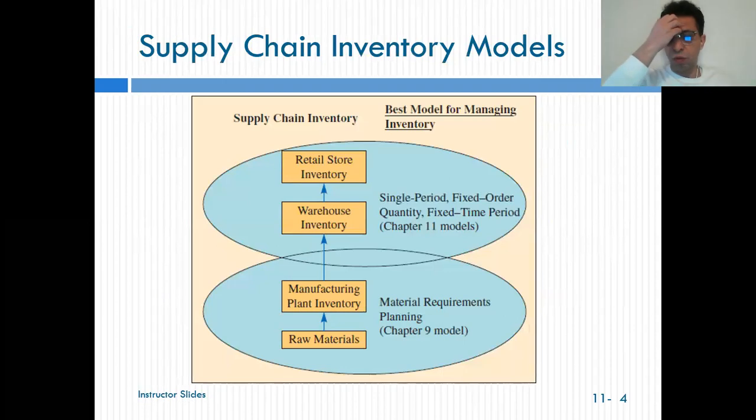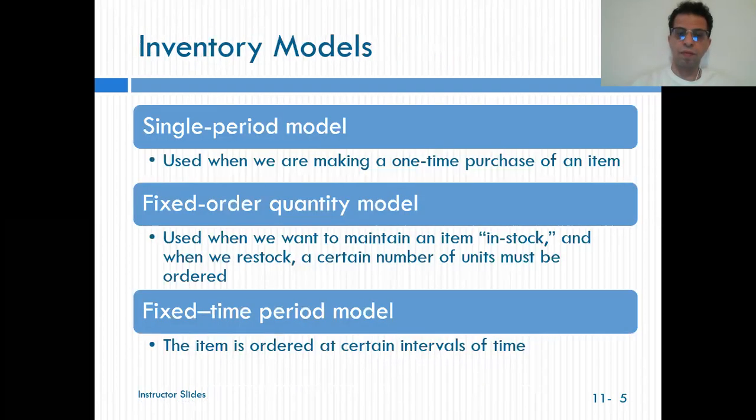Now, in earlier chapters, in chapter 9, we talked about the raw material and manufacturing plant inventories, which is the material requirement planning. In chapter 11, we will be talking about warehouse inventories and retail store inventories, which use single period, fixed order quantity, and fixed time period models. These are the best models for managing inventory in the supply chain.